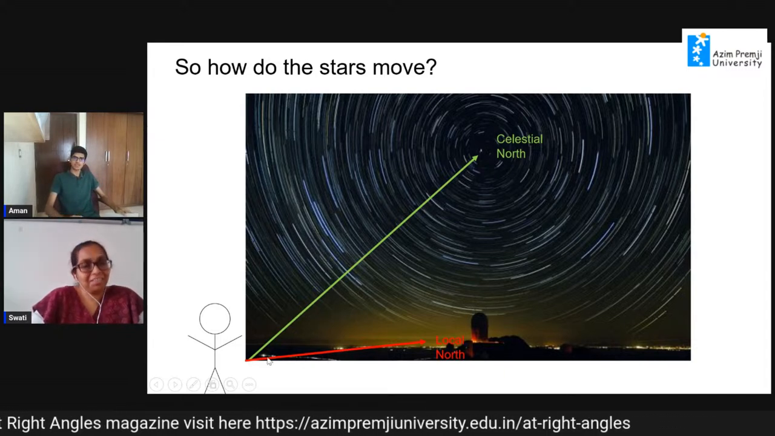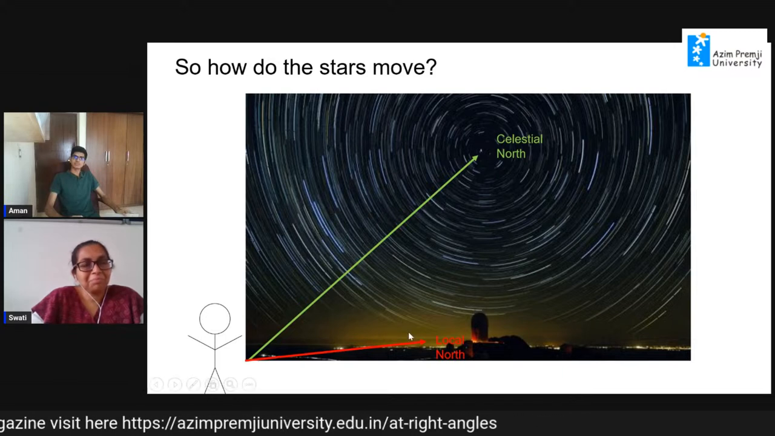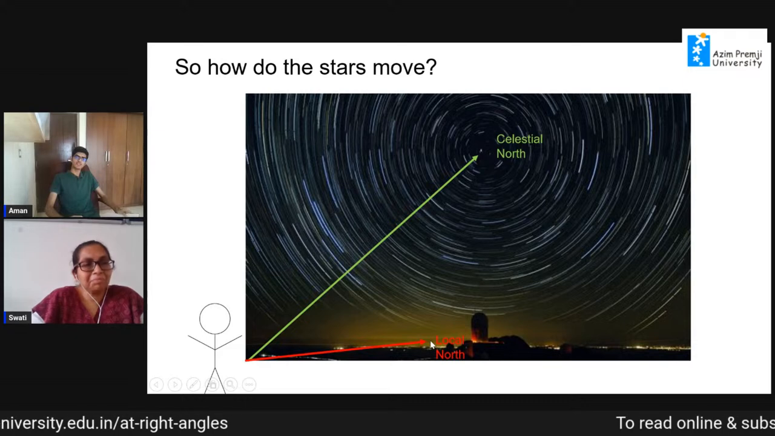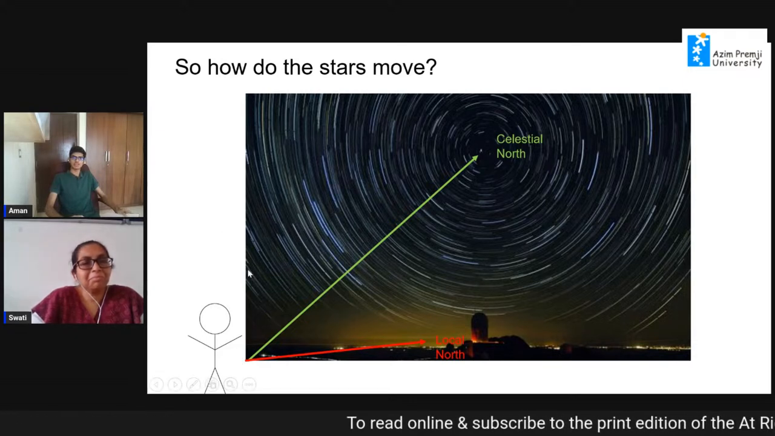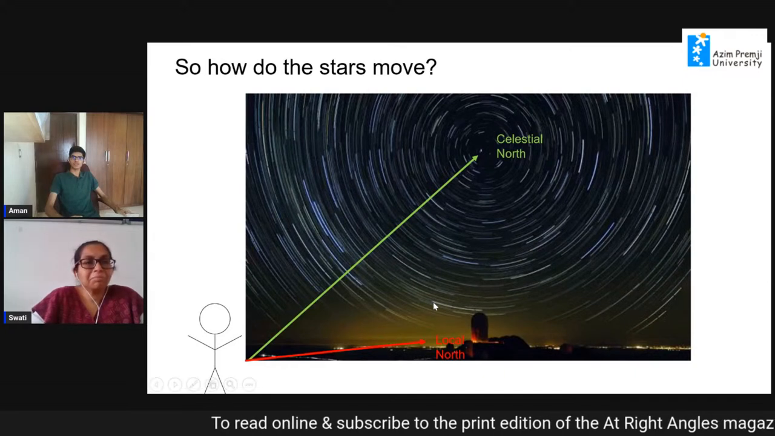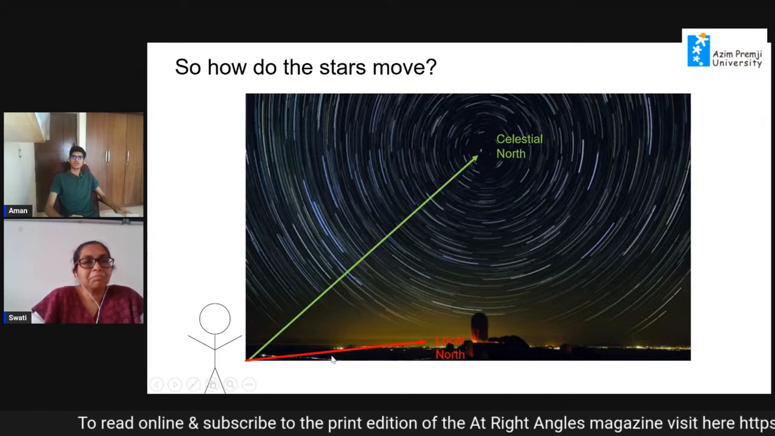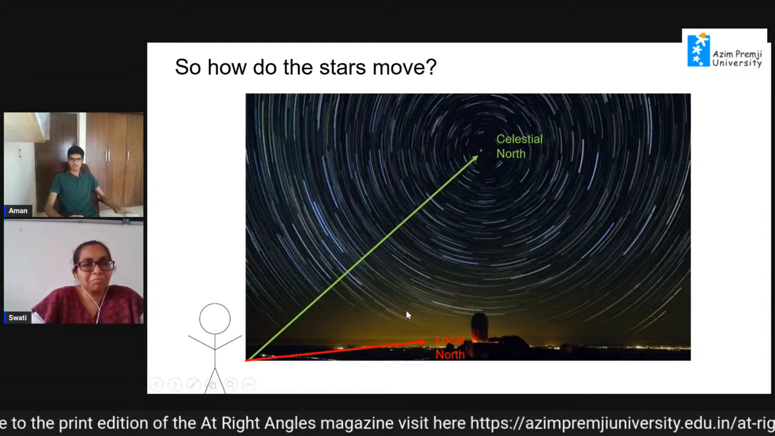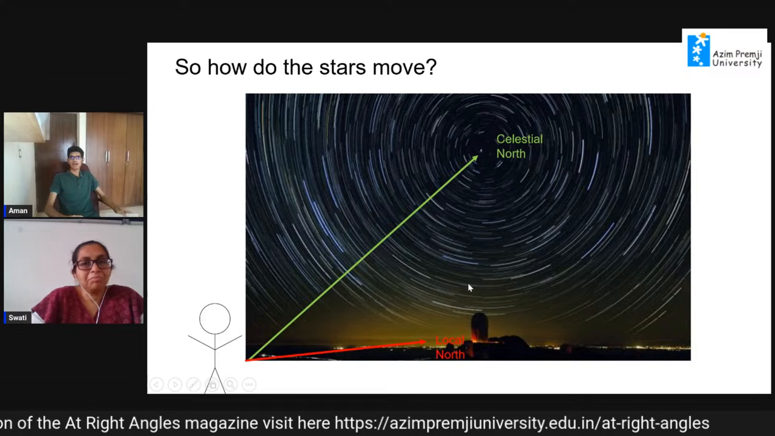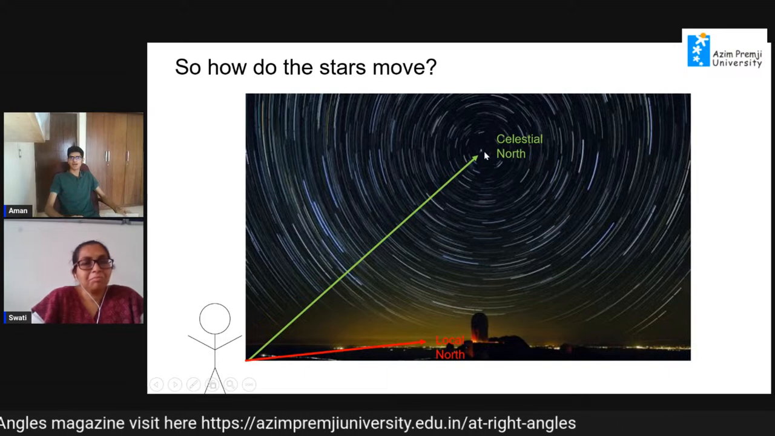So if you're at the equator, the pole star is on the horizon for you. Whereas if you're, let's say, at the North Pole, the pole star would be vertically above. And the farther north you go from the equator, the farther north the pole star would rise above your local horizon. So in the southern hemisphere, you don't have a very bright star marking this location.